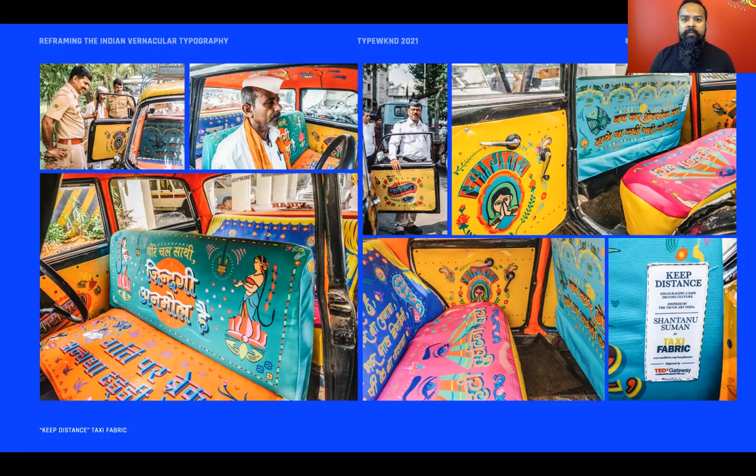The type design was inspired by various elements of Mumbai's streetscape and daily life, including signboards, film billboards, advertisements, architecture, truck art, as well as packaging. And the Keep Distance project was applauded and endorsed by Mumbai Traffic Police, and they wanted us to have more such initiatives to promote a better driving culture in the city.